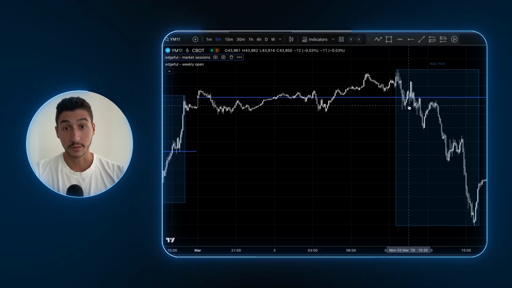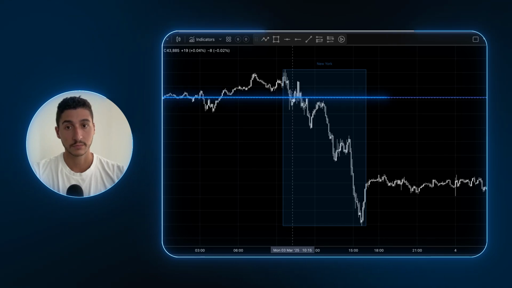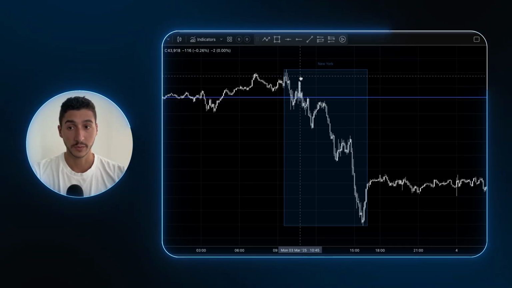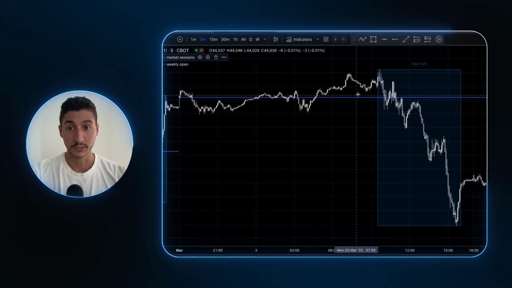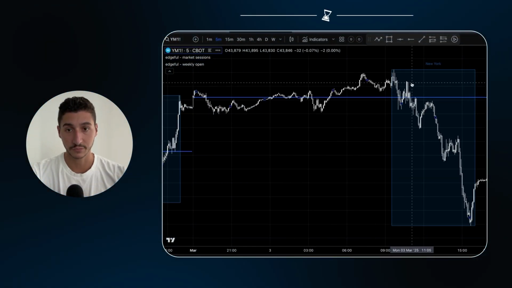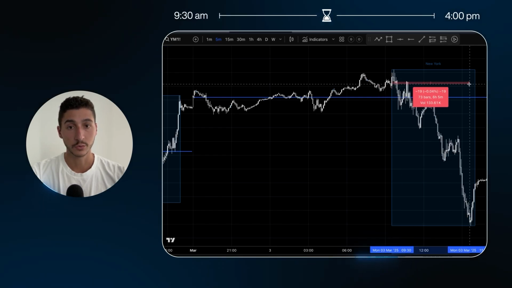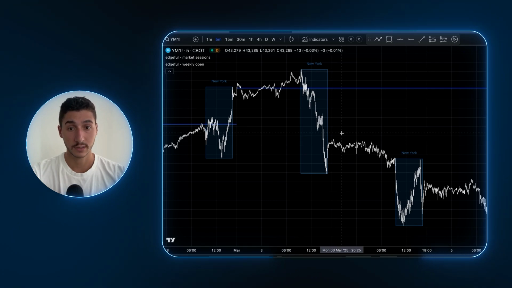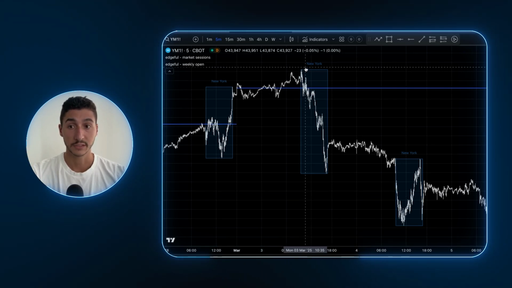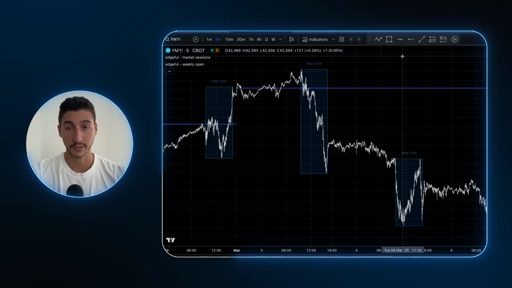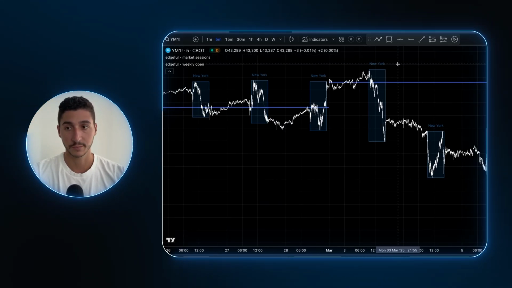Now you can see that on Monday it retraced back to touch this line, which would mean that it did retrace when it opened above. Now it did touch at this point. I just want to reiterate, this is completely ignored. It's only the price action from 9:30 to 4 p.m. So in this case, this entire week counts as retraced because it opened above and it touched. Even if it just touched and then bounced for the rest of the week, it would still count as retraced.